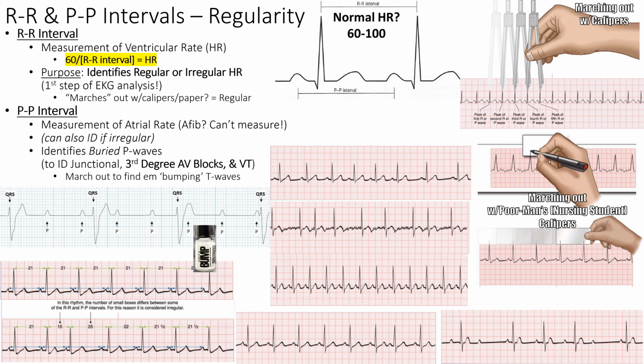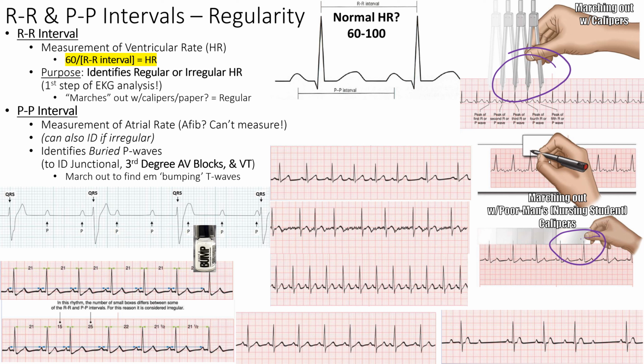Because if the R to R is different or the same, will you have an irregular rhythm? When you have a regular rhythm, what did I just say? If you have an irregular rhythm, what will the R to R interval be? Different or same? Different, right? All right, so that's really the only purpose. If you have your calipers that you bought for 20 bucks, go for it. Otherwise, you can just fold over the paper and use the poor man's calipers.